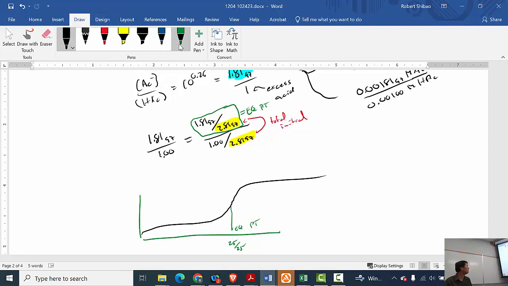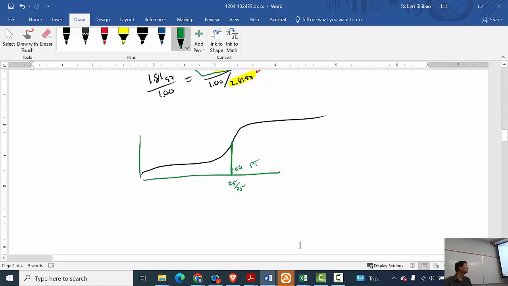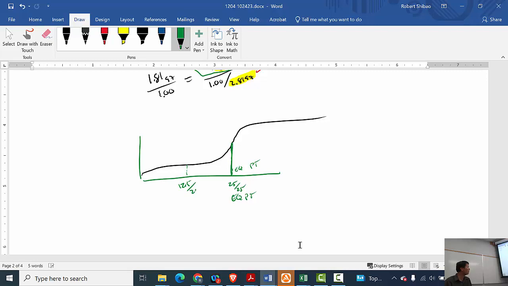This is off a little bit, but it's all right. Or 25 milliliters. This is the equivalence point. The half equivalence point came out 12.5. Is that right? 12.5 out of 25 was the half equivalence point.